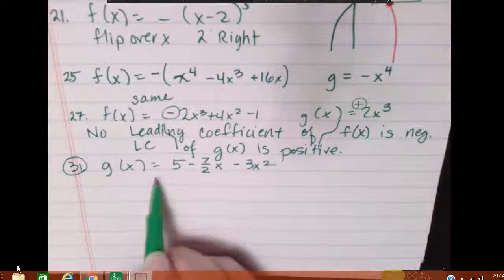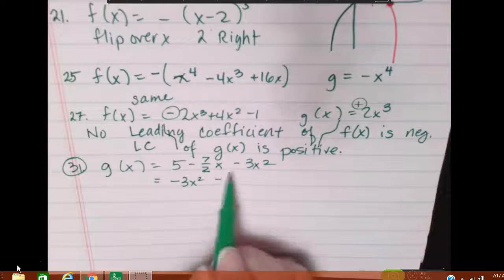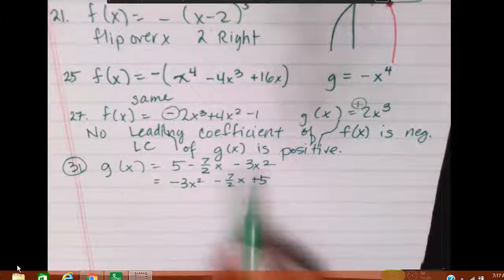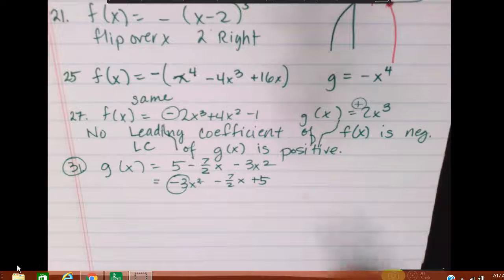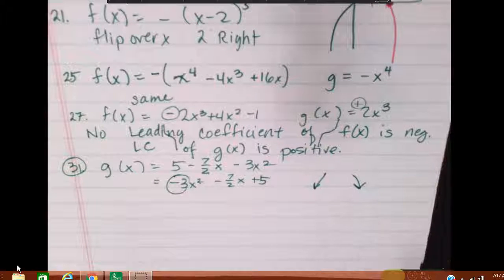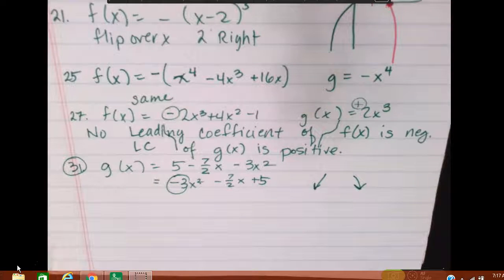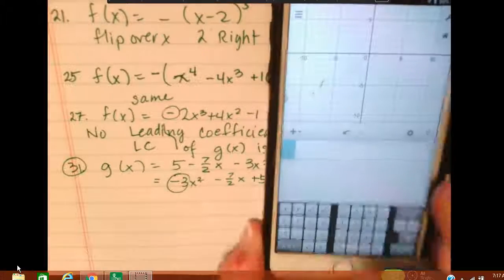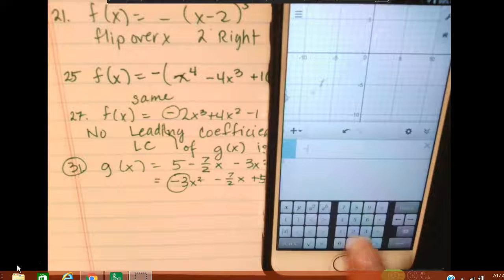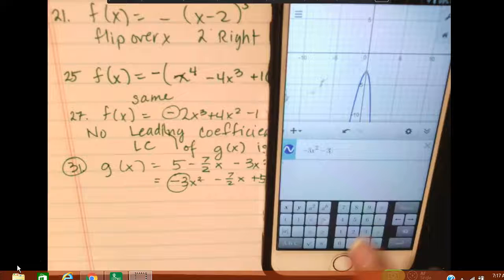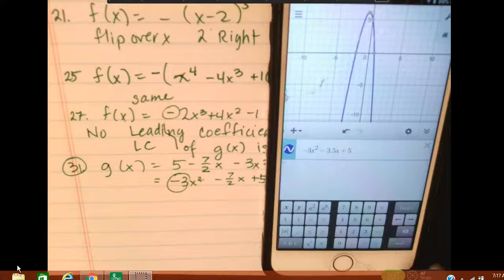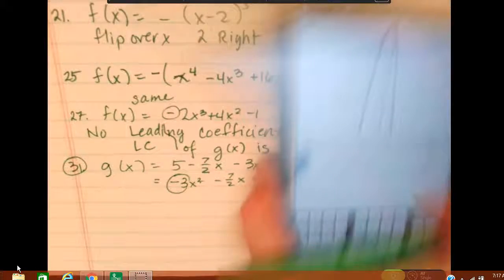If I put this in standard form, negative 3x squared minus 7/2 x plus 5, I can see my leading coefficient is negative. I have a second degree polynomial, so I'm predicting that will be the end behavior of the graph. Let me put that into Desmos real quick. That's negative 3x squared minus, and instead of 7/2, I'm going to put 3.5x plus 5. And I've got a downward opening parabola, just like I predicted.